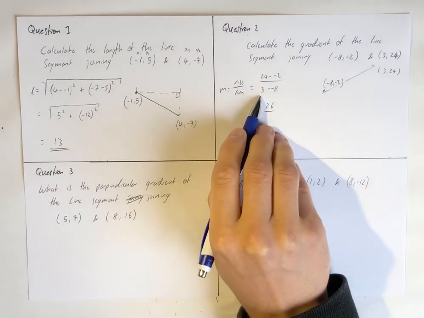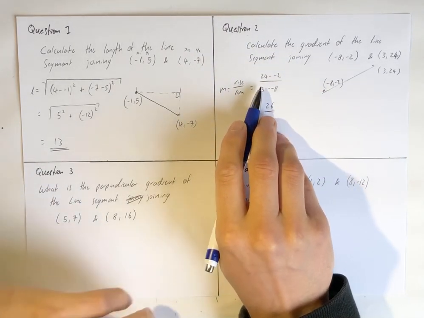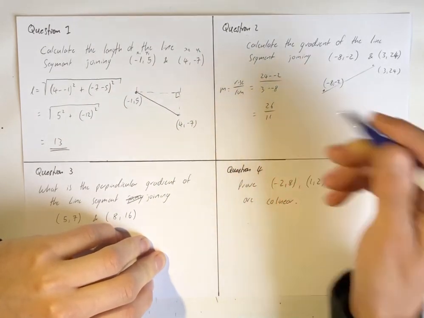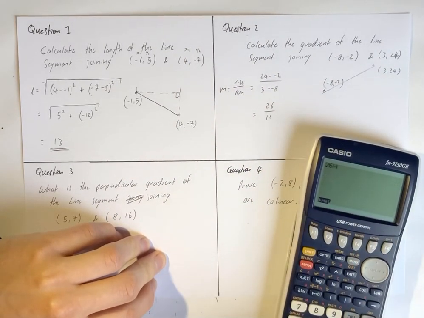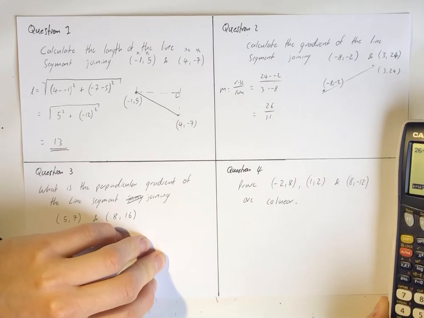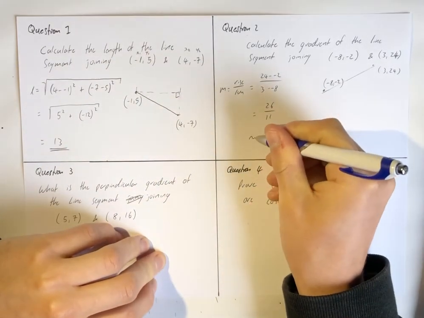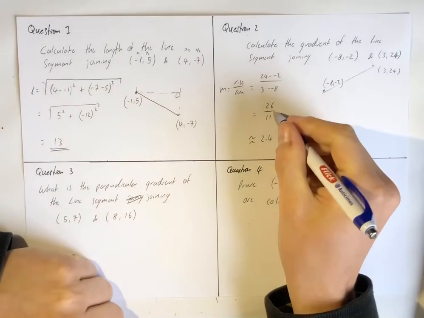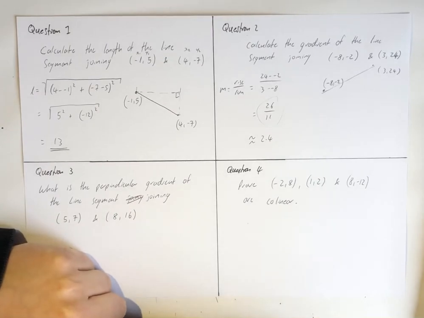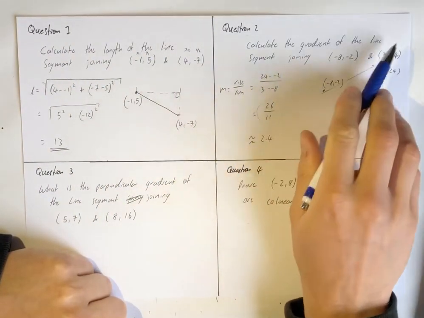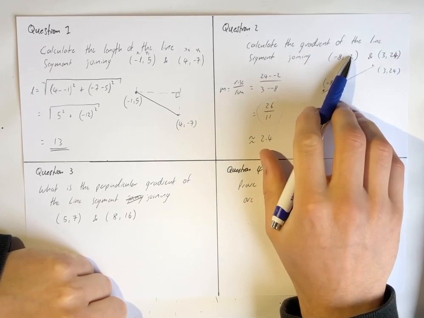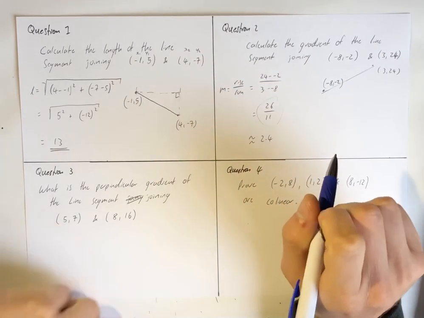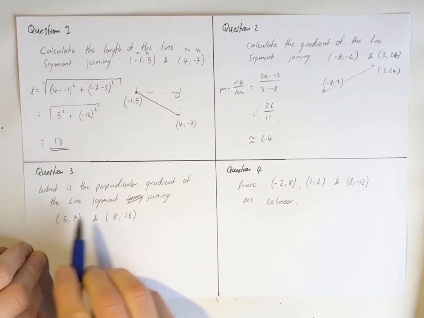And this is going to be, is it 26? Yeah, 26 over, and that's going to be 11. So our gradient is just 26 over 11, or if you put that into a calculator, about 2.4. 2.4 is the gradient, or I'd just leave it as 26 over 11. Just going to check that again. So I take the difference in the y, so the y2 minus y1, okay, 26, and 3 take away -8, yeah, is 11, okay.